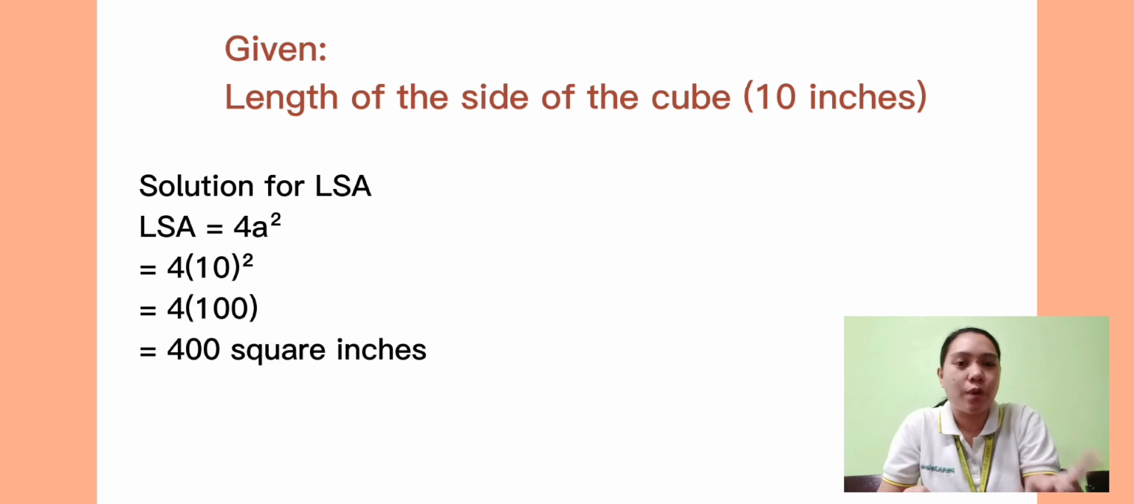Then, a squared: for the given problem, the length of the side of the cube is 10 inches, so that is our a. So we put 10 squared. So, 4 times 10 squared. So 4 times 10 squared is 400. So, the lateral surface of a cube is equal to 400.